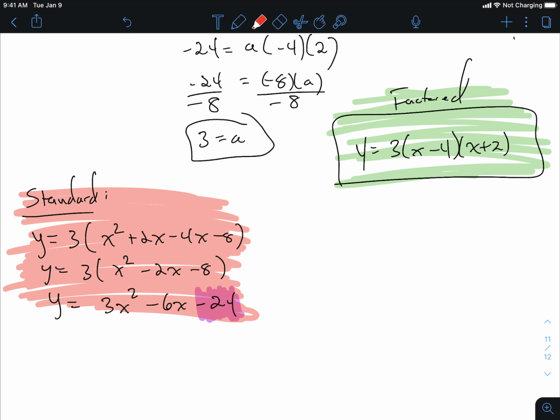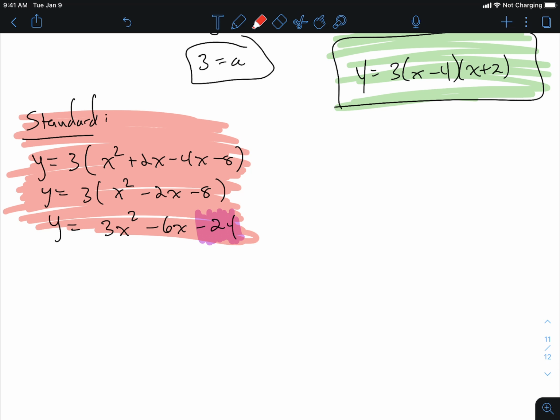You do it one of two ways. I think most of you are probably going to want to complete the square. Okay, so let's complete the square, because that's how we switch from standard to vertex.